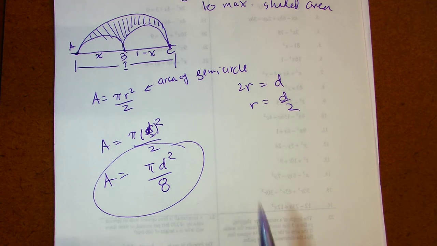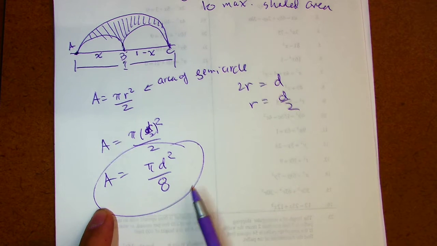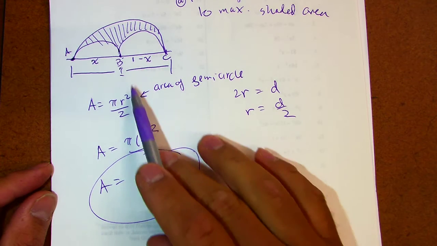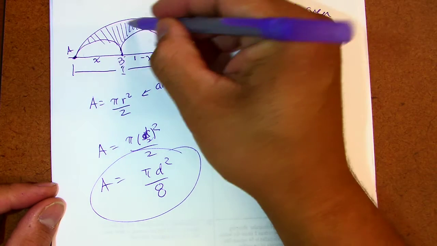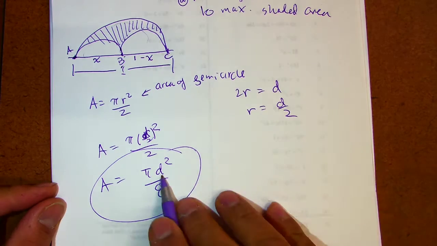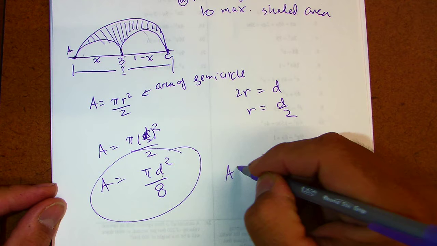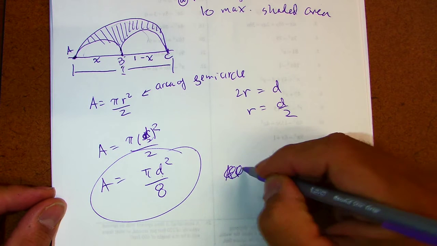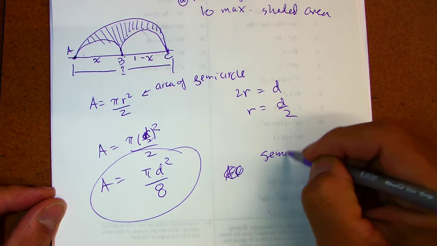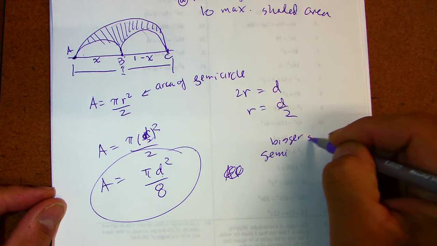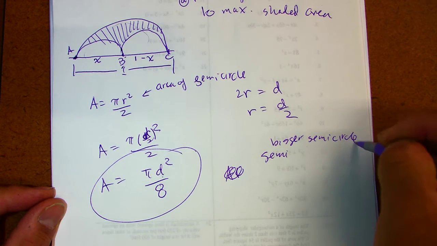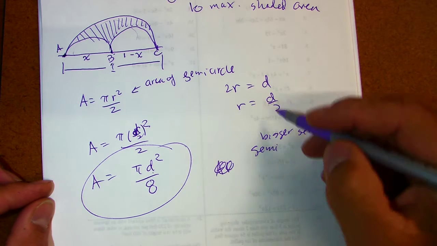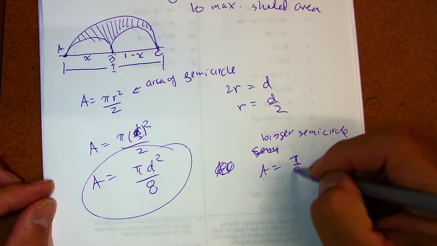So what we have so far is the area of a semicircle with diameter d. So far I haven't done anything, I've just presented the area here. If I want to find the area of the shaded region, we can think of the total area, which is half the circle of diameter 1. So the biggest semicircle, the area of that would be pi over 8.